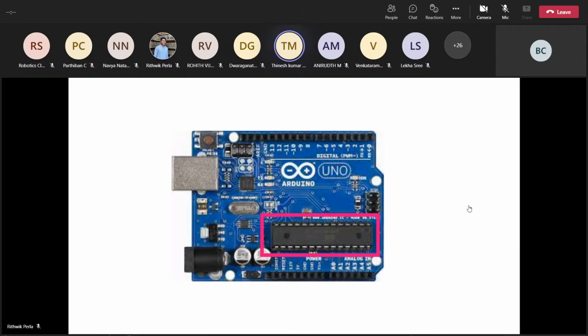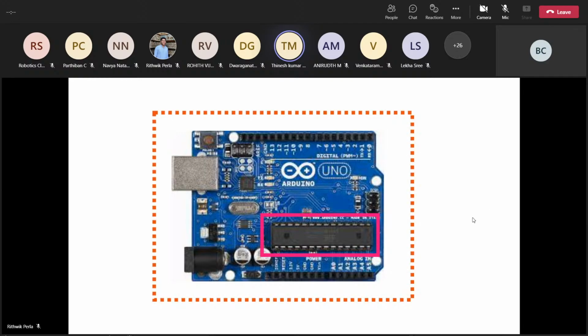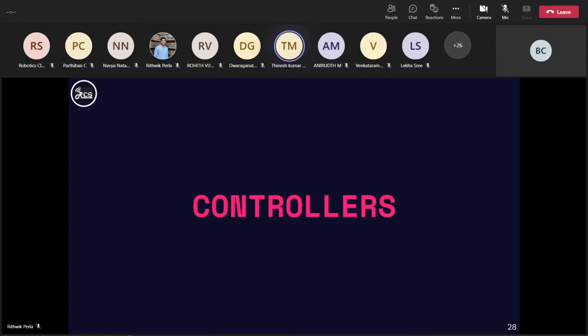So don't get confused. The microcontroller is this single part, but we usually call the whole thing, which has input output ports, serial ports, the power connection, USB connections, everything. Don't worry about the other parts. You just need to know how a microcontroller looks. So this is the development board. These holes are the input output ports.